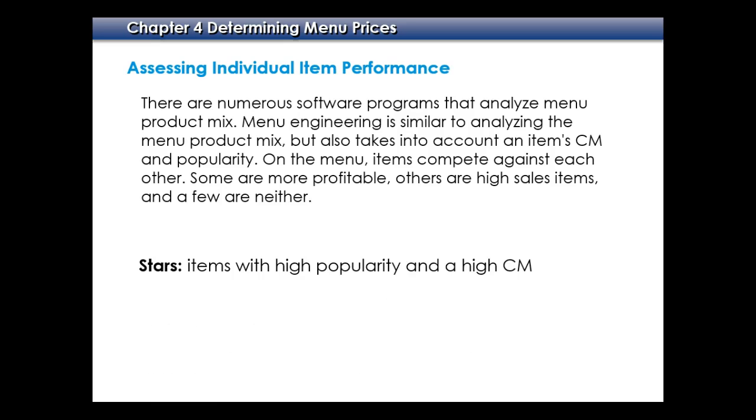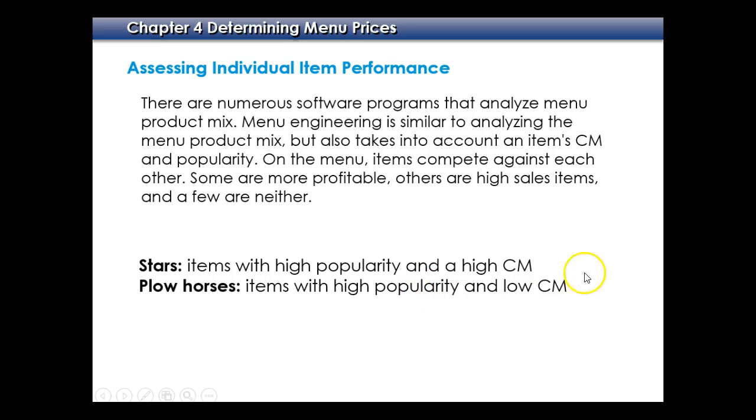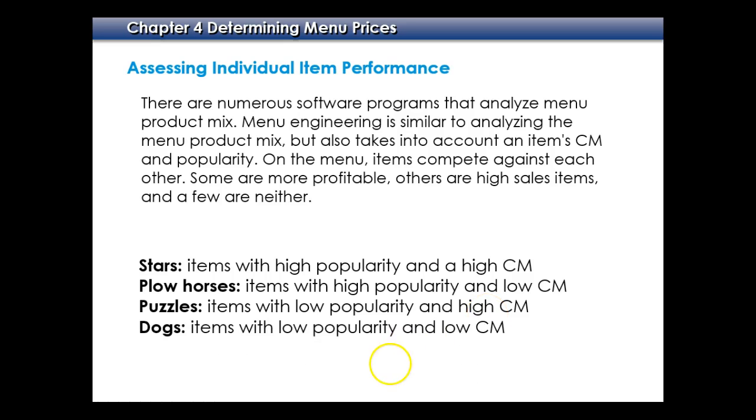So your stars are items with high popularity and high contribution margin, which means everybody's getting it and it brings in a lot of money. Then you have your plow horse. It's high popularity, but it doesn't bring in a lot of money. Puzzles. They're not very popular, but they have that high contribution margin. And then you have your dogs. Low popularity and low contribution margin.